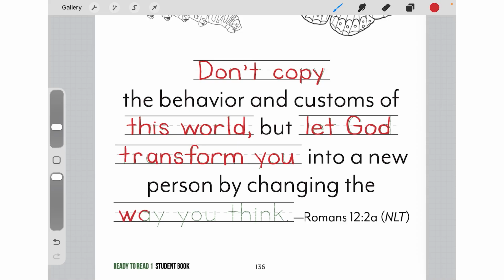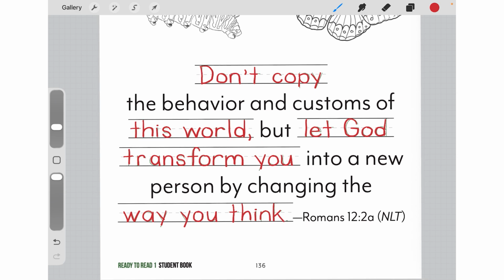W-A-Y. Y-O-U T-H-I-N-K. Way you think. Now let's read it all again together. Don't copy the behavior and customs of this world, but let God transform you into a new person by changing the way you think. Romans 12, verse 2a.